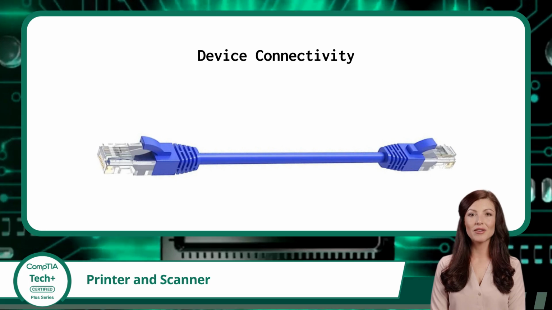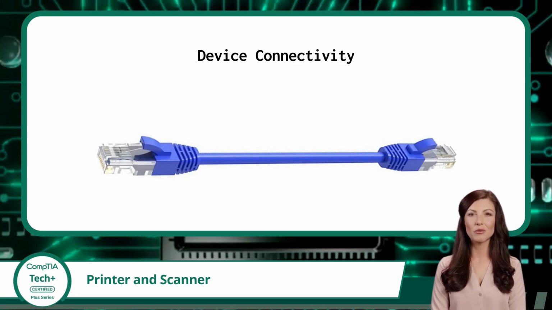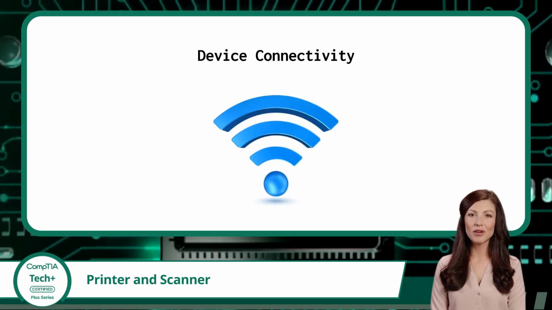If the printer or scanner is to be made available to an entire network of devices, a wired network connection would be made with an Ethernet CAT cable that uses RJ45 connectors. And last, the wireless alternative for a network connection would be Wi-Fi.